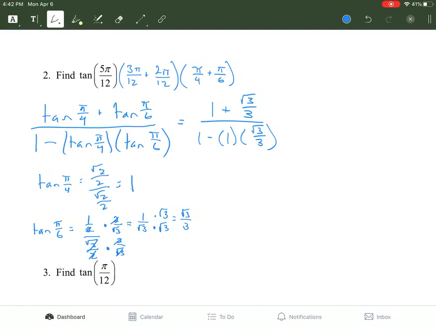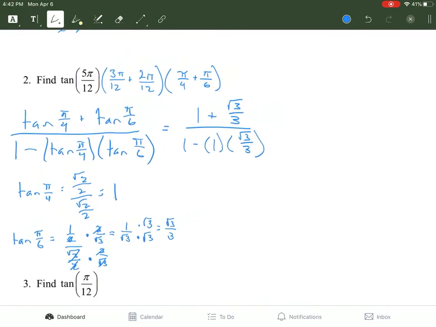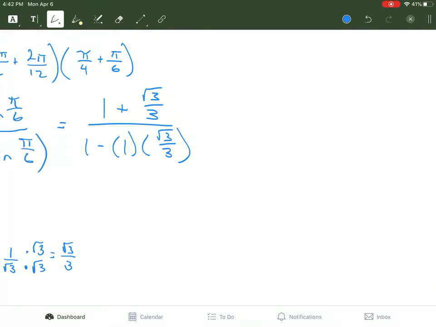Now, for the sake of space and time, I'm going to combine a couple of steps in one. Actually, no, I lied. We're not going to do that because it's going to be too confusing. So what we need to do first is combine these fractions on the top and the bottom. We have 1 plus square root of 3 over 3. Now, we need to have a common denominator to combine those fractions. So we're going to multiply the 1 by 3 over 3. That gives us a denominator of 3. So we're going to get 3 plus root 3 over 3.